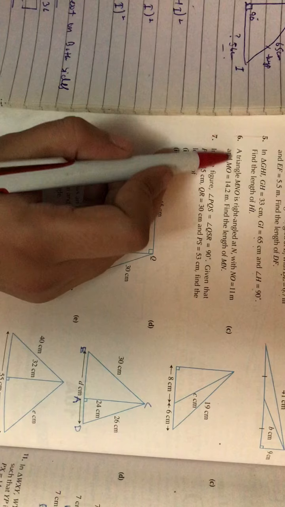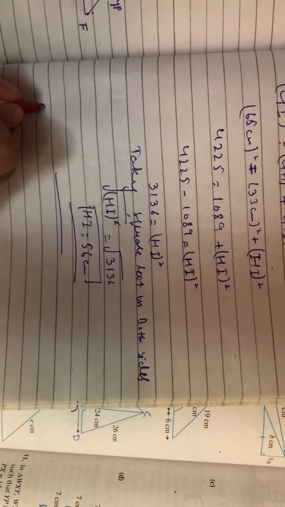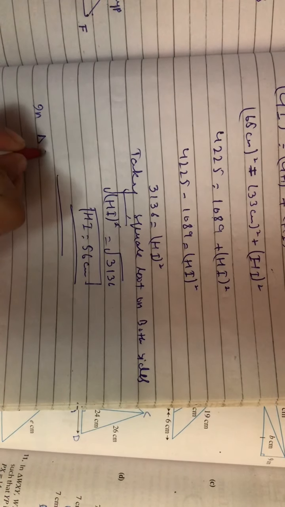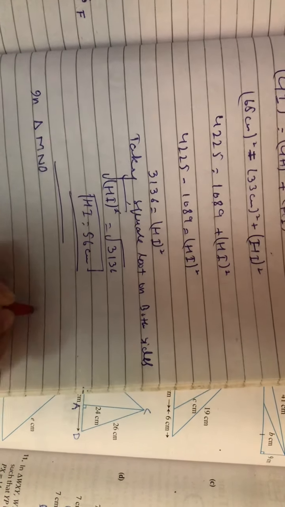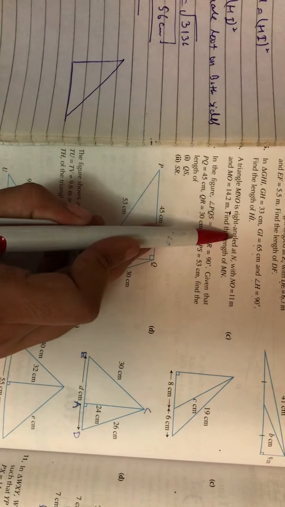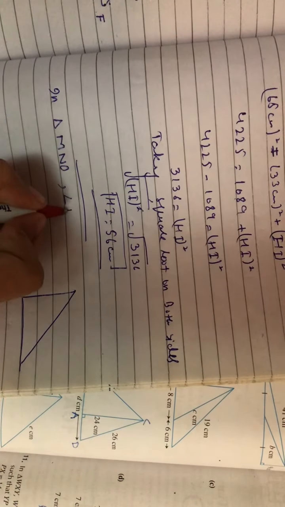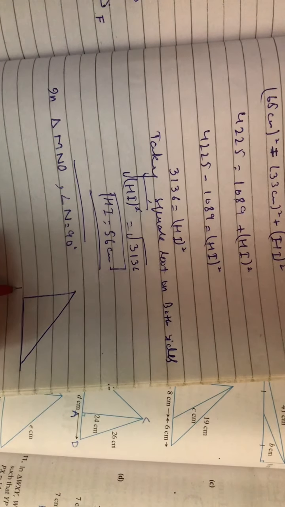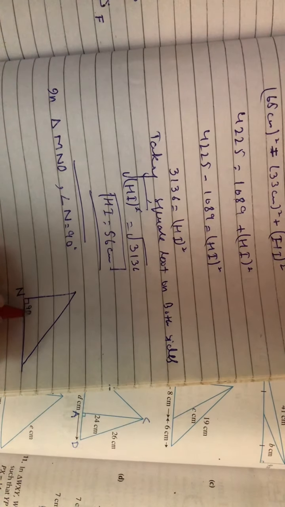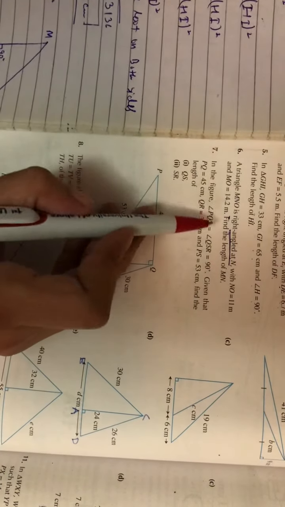This is question number 6, a triangle MNO. For example, this is the triangle, the name is MNO. It is right angled at N. It means this is a 90-degree angle at point N. Got it? Angle N equals 90 degree. It means this is N and this equals 90 degree. Other lengths are also given.